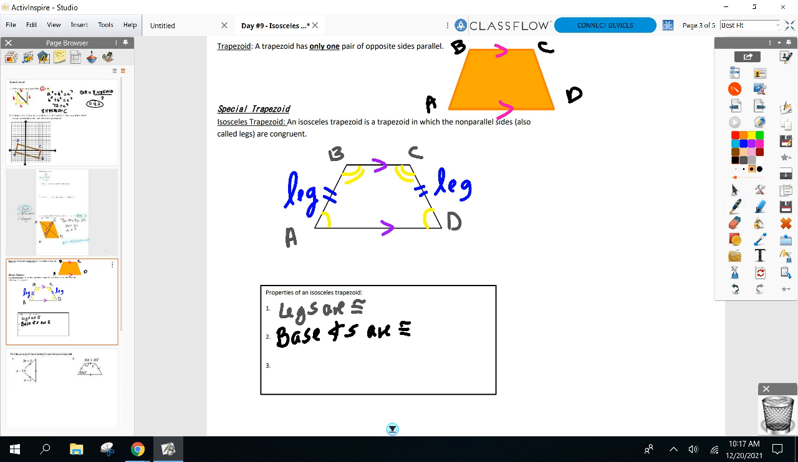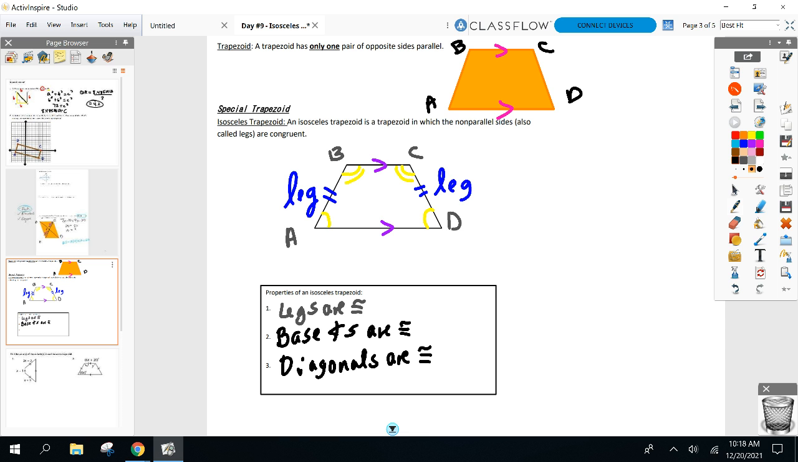And finally, last one deals with the diagonals of an isosceles trapezoid. Diagonals are, anybody want to guess? You really got a 50-50 shot. Congruent, yep. Diagonals are congruent in an isosceles trapezoid. Remember, this is all isosceles trapezoid. They do not apply to a basic trapezoid. It's got to be isosceles. Questions on the three properties here? Diagonals congruent, base angles congruent, and the legs are congruent.